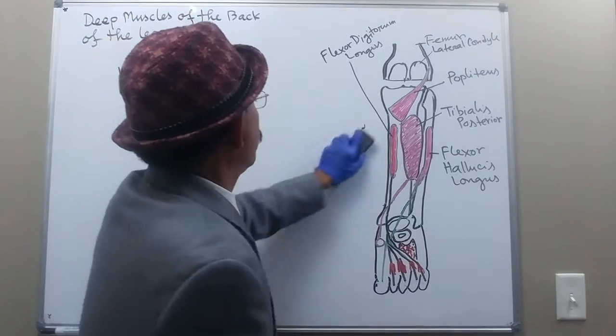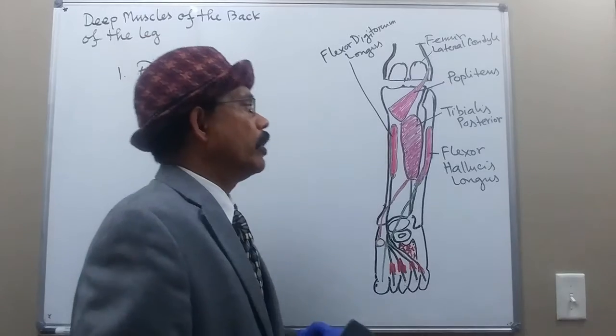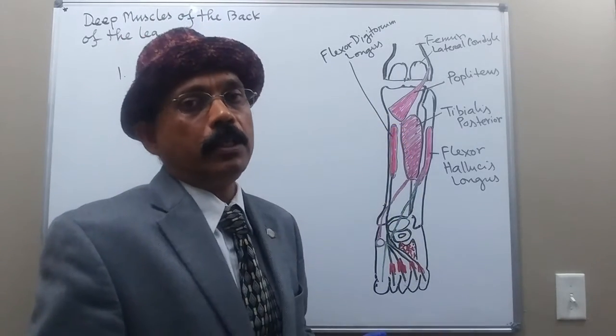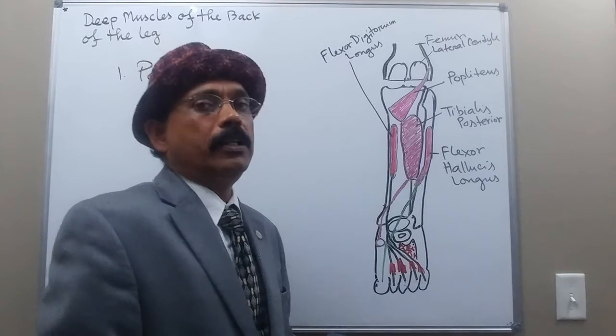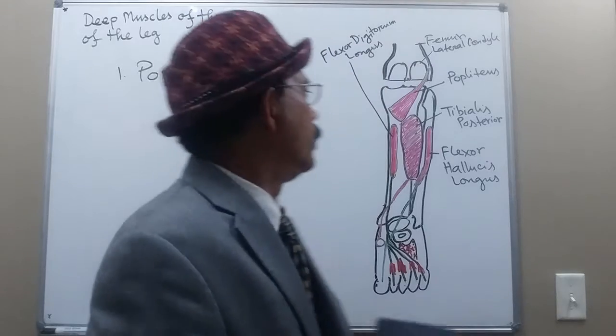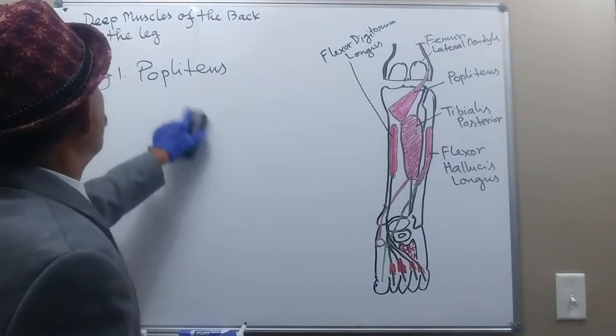Let's start one by one with Popliteus. One common point is that all the muscles are innervated by the tibial nerve, and the tibial nerve is a branch of the sciatic nerve.